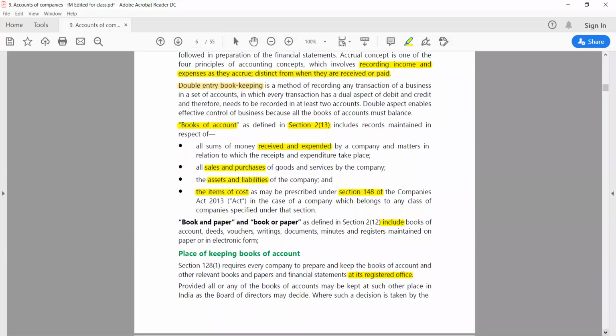Books of accounts, I already told you. Any receipts, any expenditure, any sales, any purchase, any assets, any liabilities, and items of cost as per Section 148.